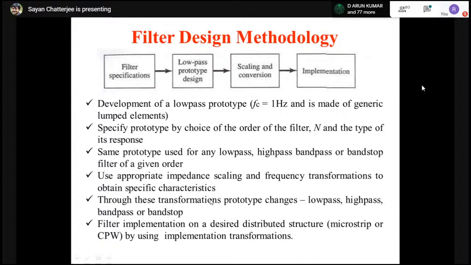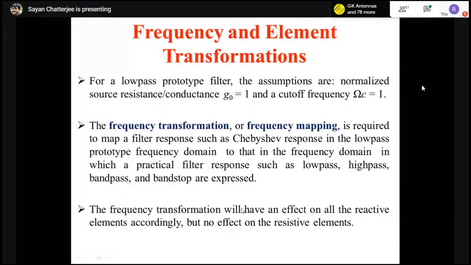So what are the transformations? You can see, for a low pass prototype filter, we have initially chosen that the conductance and susceptances are 1 and the cutoff frequencies are 1. So first of all is frequency mapping. It is basically to map a low pass frequency domain to that in the exact frequency domain. So previously, maybe my cutoff frequency is 1, but as per specification, it is written that the cutoff frequency may be 2.2 gigahertz. So it means now my cutoff frequency has to be multiplied with that exact frequency.